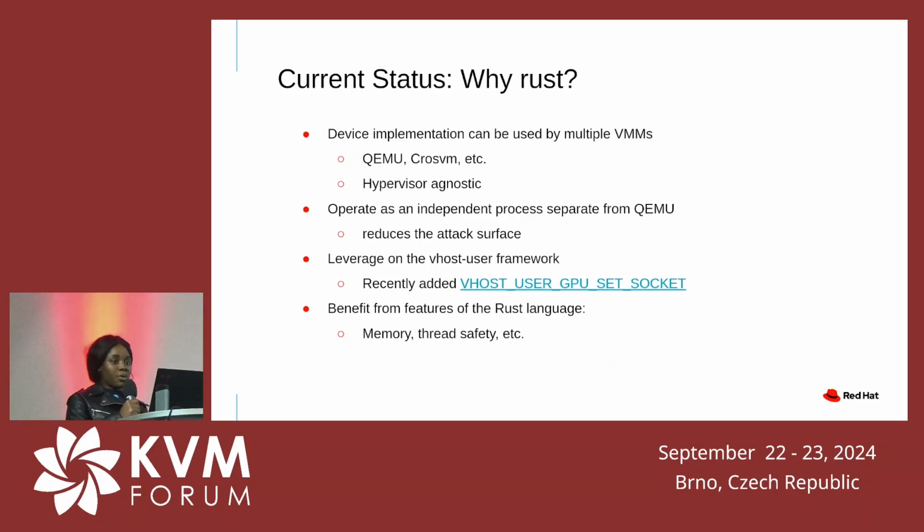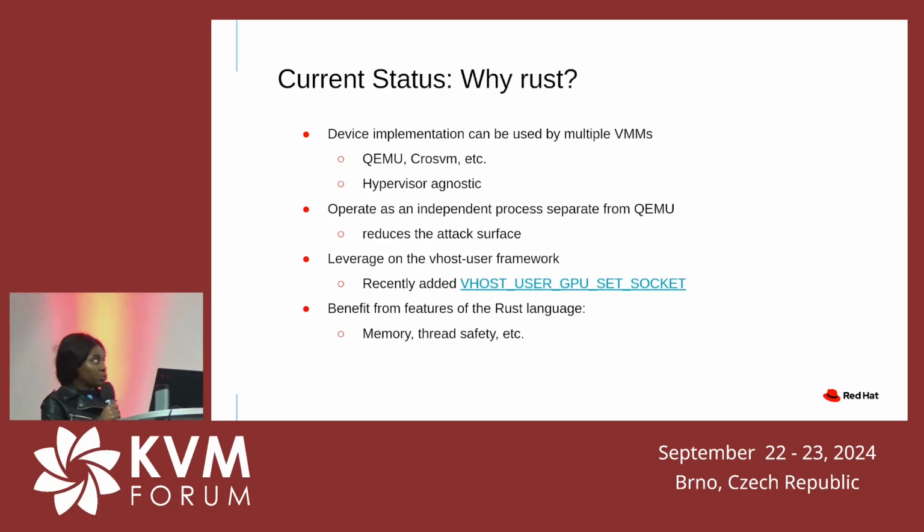So why did we decide to implement this device in Rust? There were many reasons, one of which was that the device crate would allow for compatibility with various VMMs, for example QEMU or Crosvm, and it could operate as an independent process separated from QEMU. So the competition for resources between QEMU and the VirtIO GPU device would be minimized, and this would help to reduce the attack surface on QEMU.